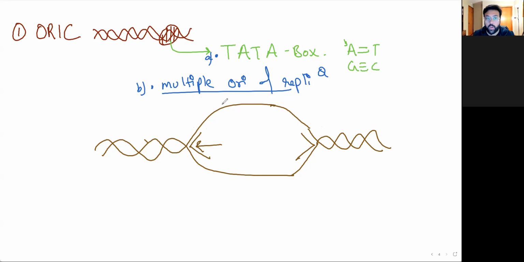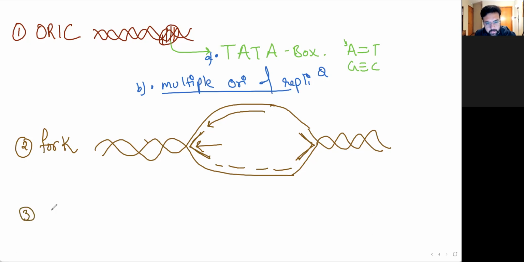Now, once you find out that AT rich sequence, you open up and you make something called replication bubble or replication fork. Okay, so your second point in DNA replication, you open up from the origin of replication, and you form this Y-shaped fork curve on the two ends, which is called replication fork. Okay, one side will have leading strand, the other side will have lagging strand. That's your replication fork.